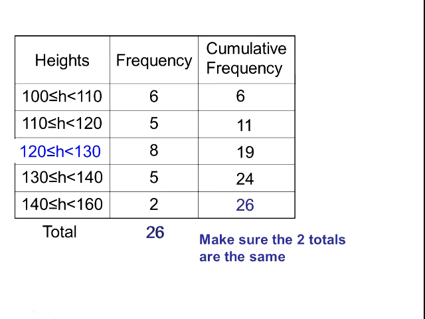So this is the important bit I mentioned at the start. If you know how many there are, you must make sure that these match. If they don't, you know straight away you've made a mistake.